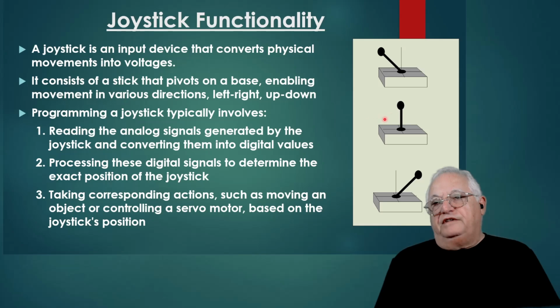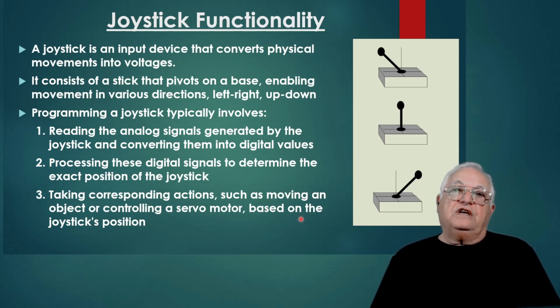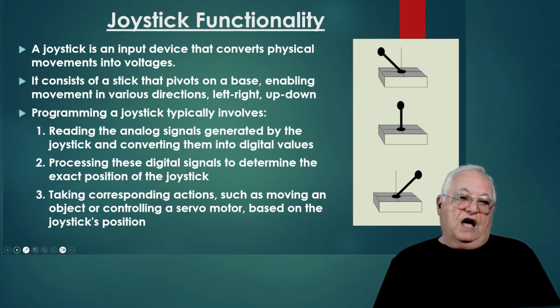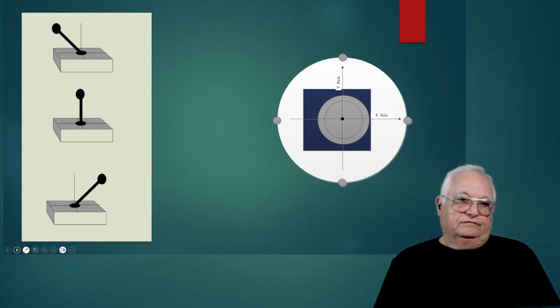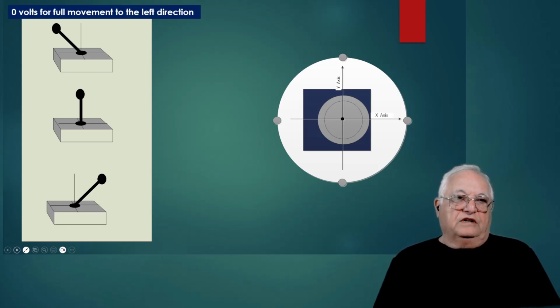So this is left, center, and right. When this moves, it's going to generate a voltage. We convert that voltage from analog to digital and then decide what's the position of the joystick and take corresponding action. So let's look at a little bit more details.